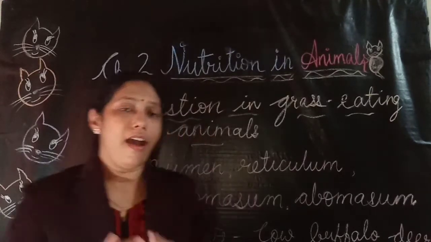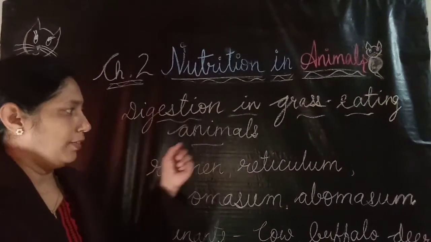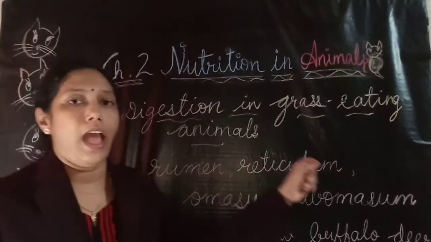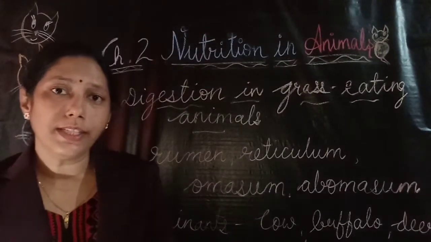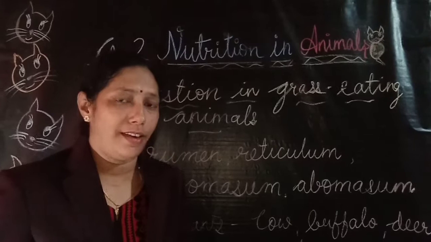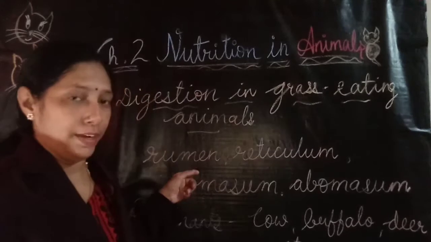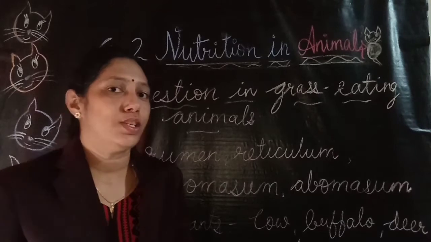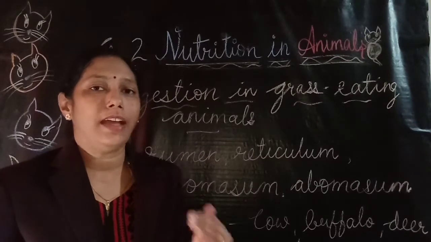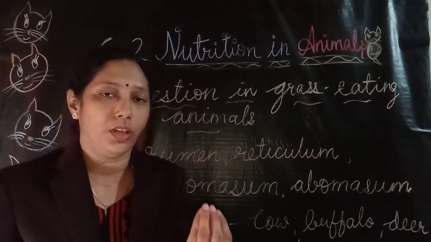Now we will learn about the different chambers present in these animals' stomach. These animals have 4 chambers in their stomach. The first one is rumen, then reticulum, omasum and abomasum. When these grass-eating animals eat grass, they swallow the grass and store it in the first chamber of the stomach, that is rumen. Here this food gets partially digested, and that is called cud.